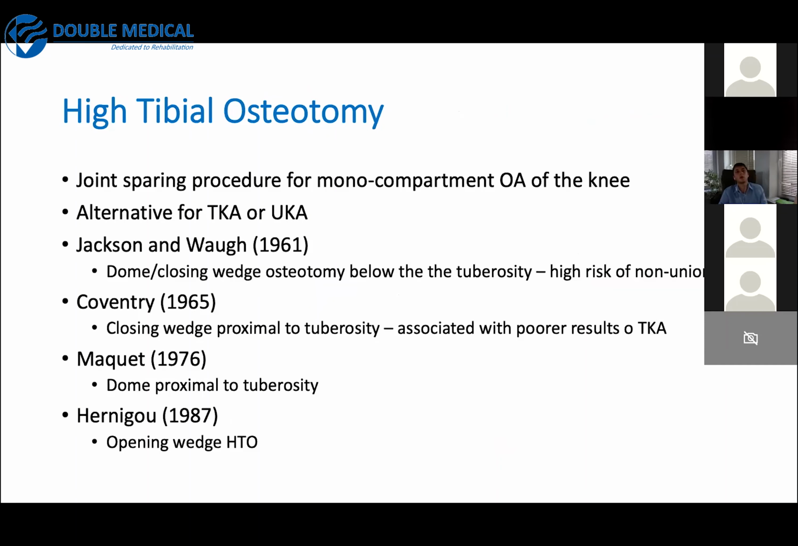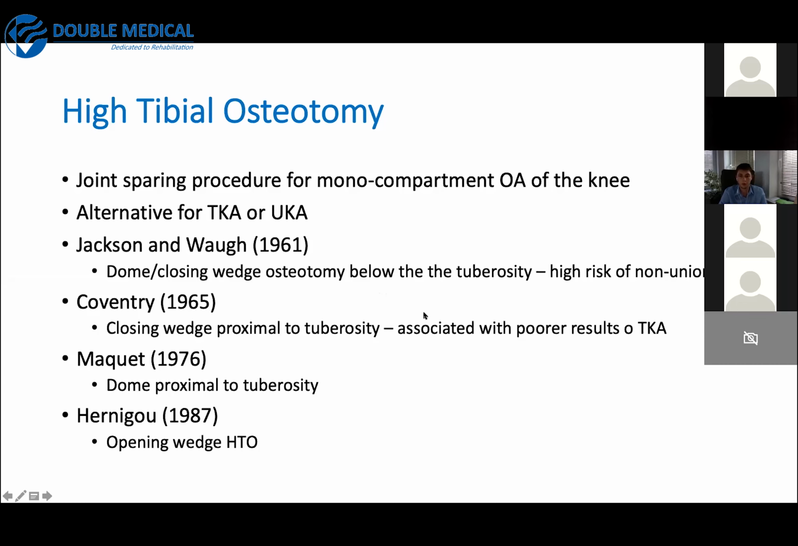Let's talk about high tibial osteotomy now. This is a joint-sparing procedure for monocompartment osteoarthritis of the knee. This procedure can delay total knee arthroplasty, or it can be an alternative to unicompartmental knee arthroplasty. It was first described in 1961. This was done below the tuberosity, and this procedure had a high risk of non-union and not very good results.